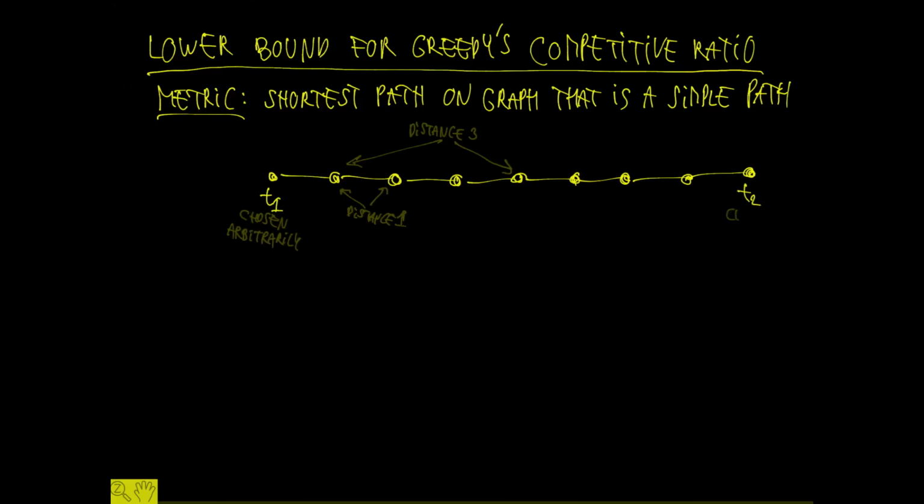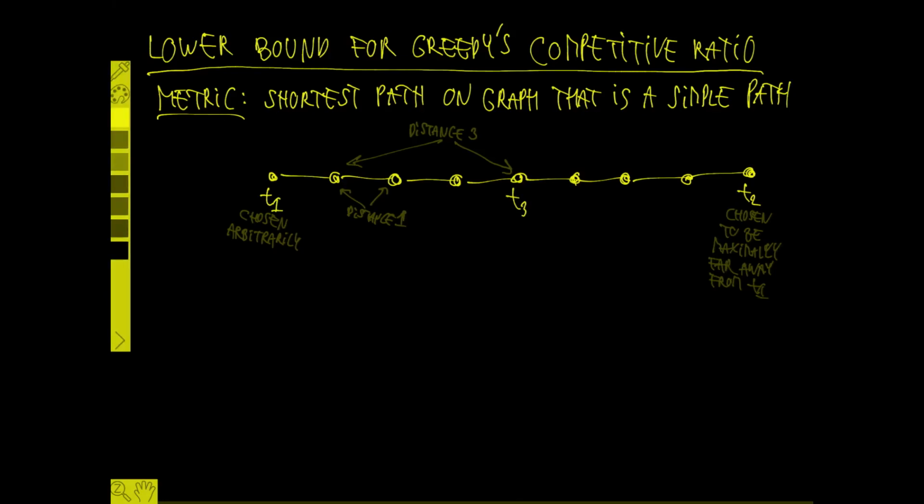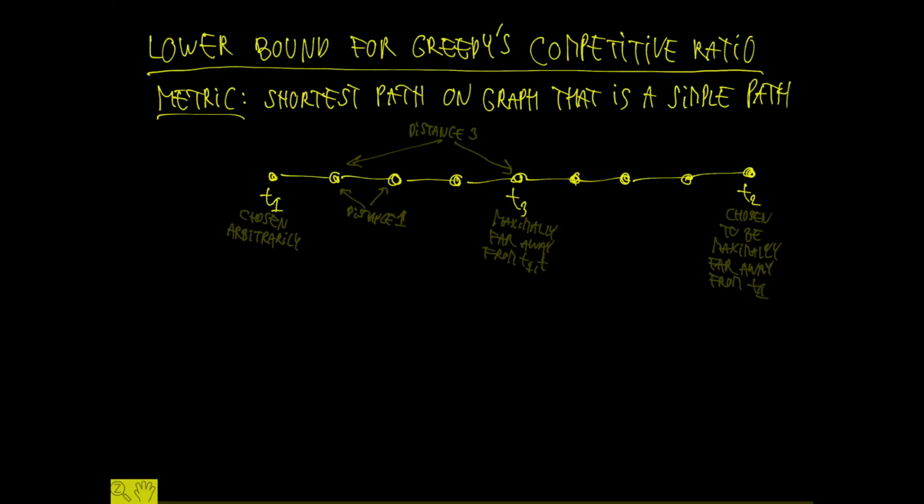And now t2 is chosen to be as far as possible from t1. So that's at the very other end of the path. t3 is chosen to be as far as possible away from t1 and t2, and so on and so forth. So we always choose the next terminal to be as far as possible away from the previous ones.